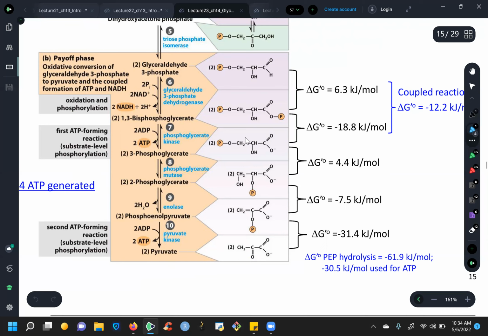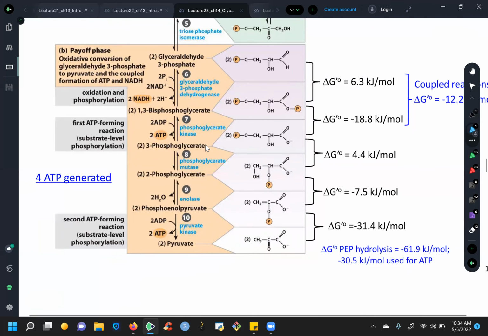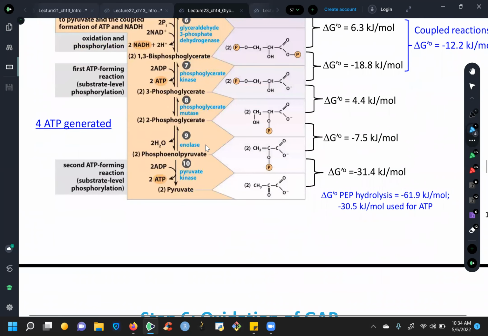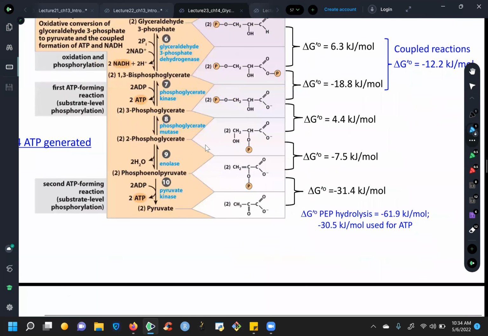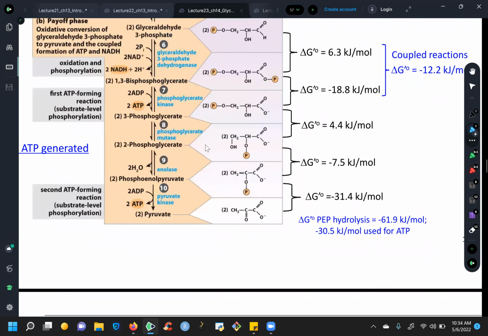If you take a look here, you can see that the substrate had 2 phosphates. We took one and gave it to ADP, and that's how we made ATP. So that's substrate level phosphorylation. Okay, and I already covered these.